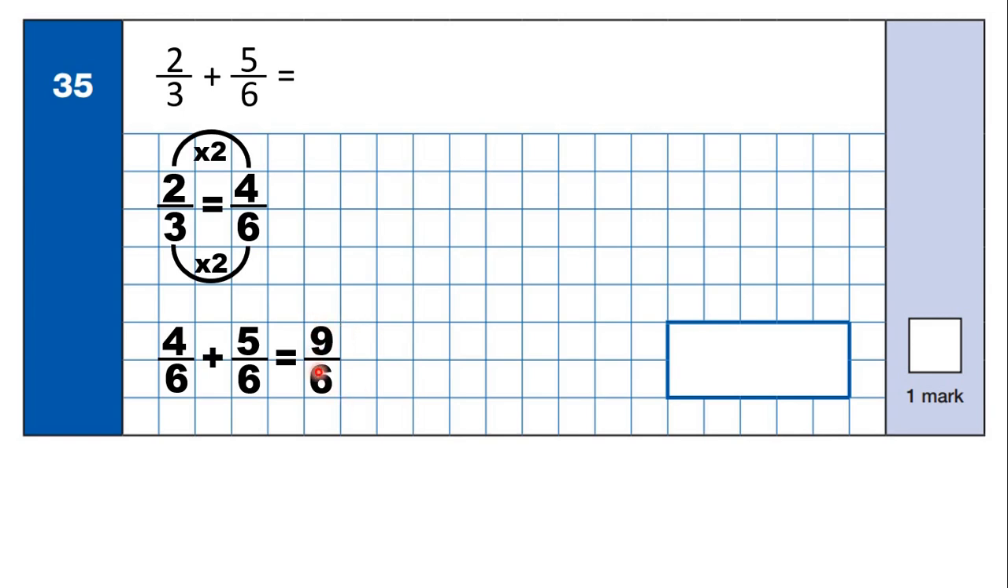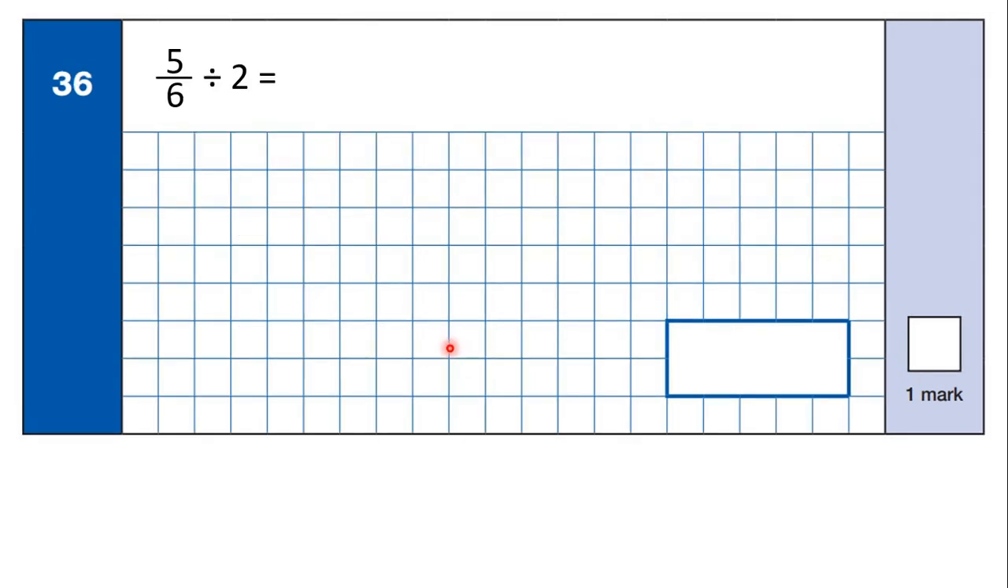so we can write the answer as an improper fraction, so that's 9 over 6, or we can change it back into a mixed number. But for this paper, we get the mark for leaving it as an improper fraction, so we can move straight on to the last question.